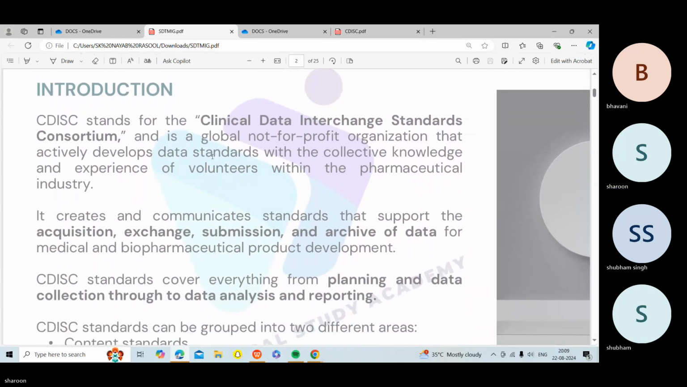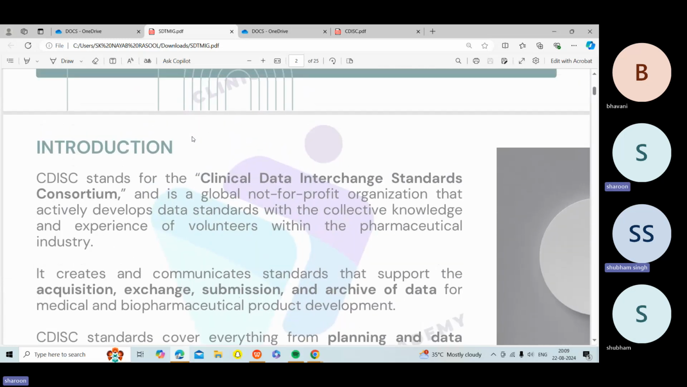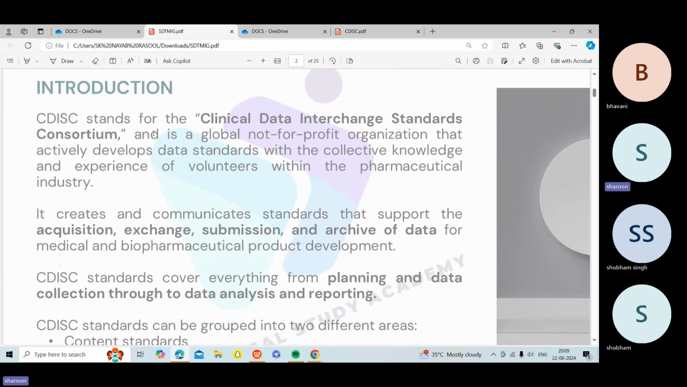Introduction. CDISC stands for the Clinical Data Interchange Standards Consortium and is a global not-for-profit organization that actively develops data standards with the collective knowledge and experience of volunteers within the pharmaceutical industry. It creates and communicates standards that support the acquisition, exchange, submission, and archive of data for medical and biopharmaceutical product development. CDISC standards cover everything from planning and data collection through to data analysis and reporting.